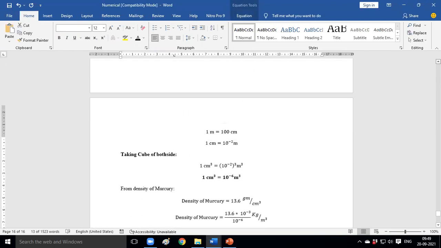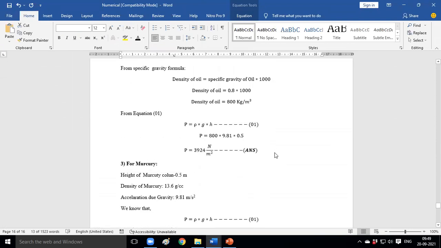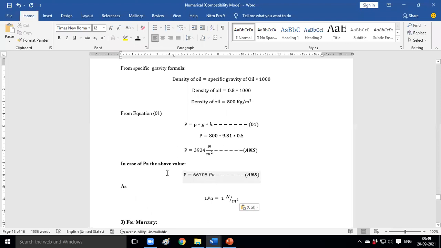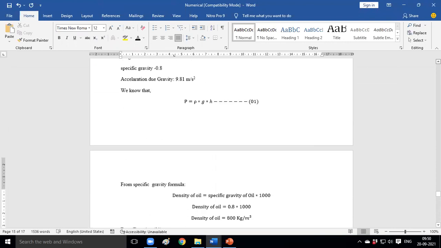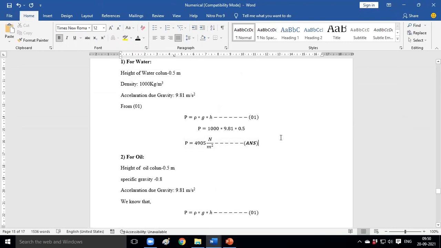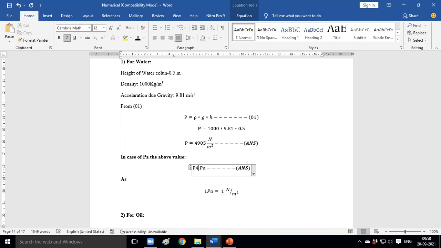Similarly, in case of oil, what is the value in Pascal? Similarly, in case of water column, 4905 Pascal.